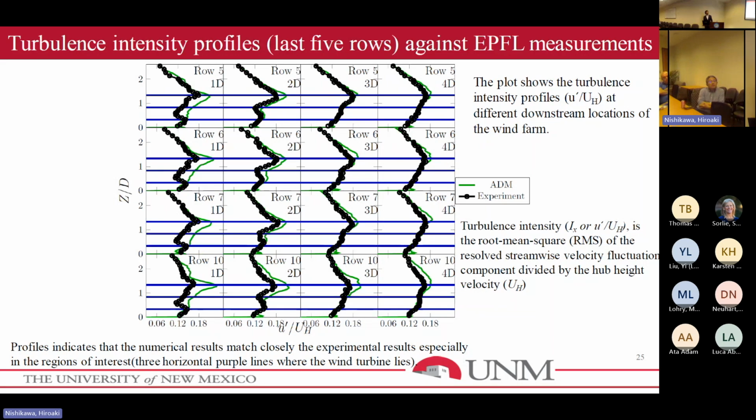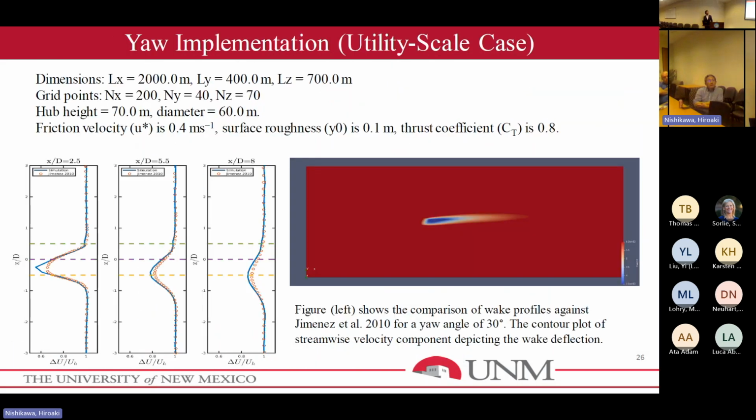This is the last 5 rows, which shows similar results. Since we implemented the EU implementation, we did the validation for this implementation too. And since we don't have experimental results for utility scale, meaning the actual turbine size, we compared it with another simulation's results. As you can see, they match quite well, but there are some discrepancies because we used low resolutions. And this is the contour plot which shows the deflection of the wake due to the U implementation.